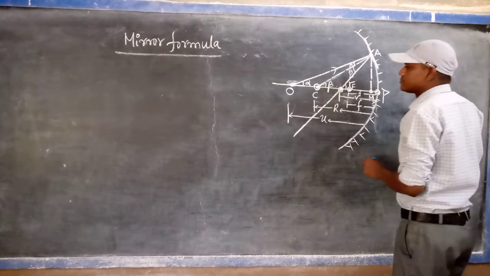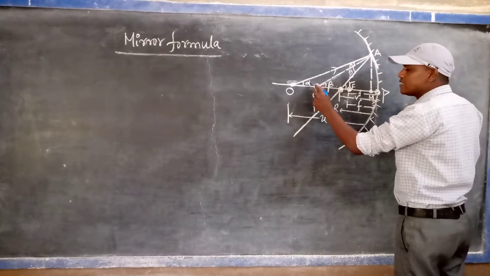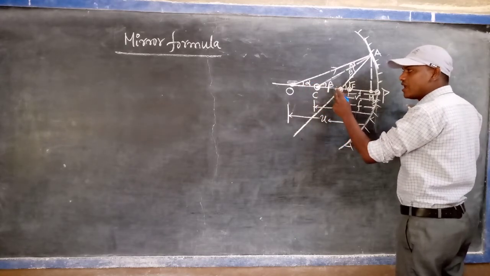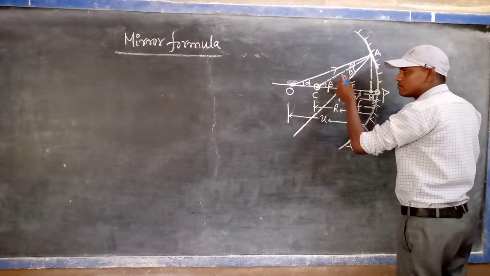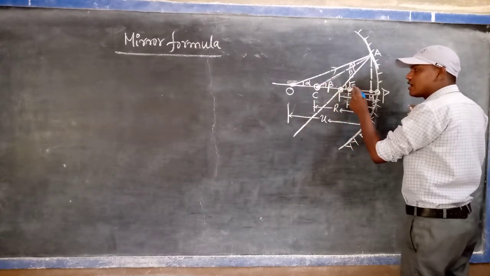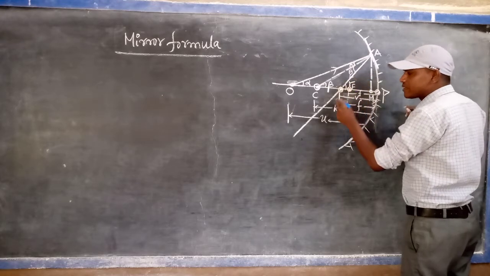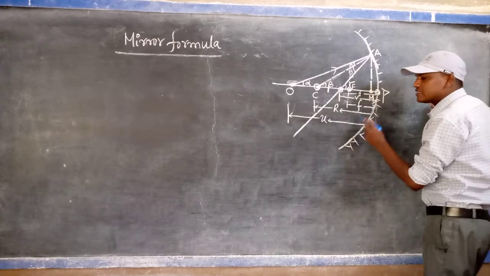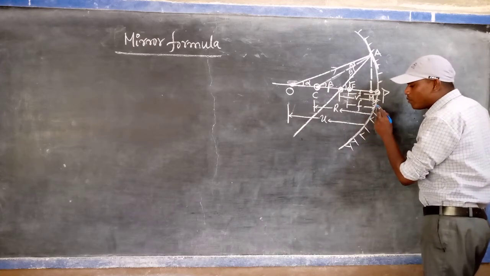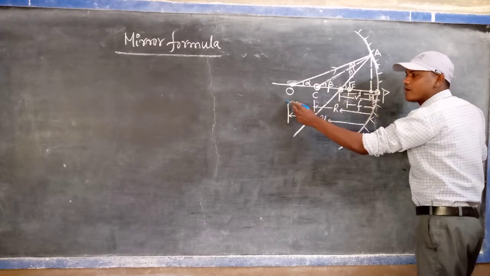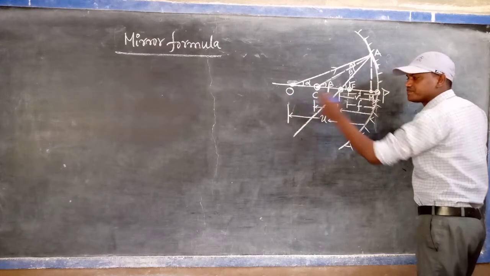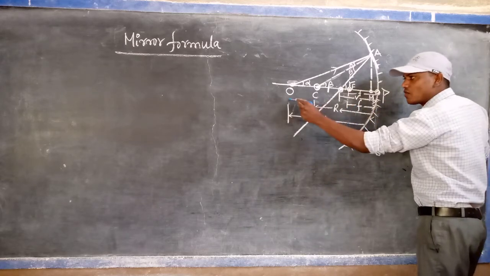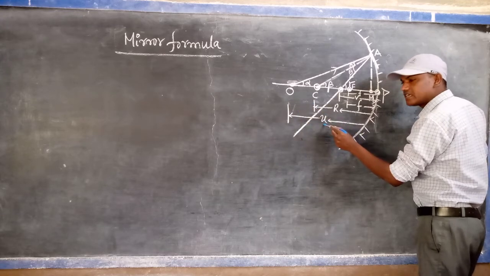Now here we are observing that alpha is the angle made by this one with respect to which one? The principal axis. Beta is the angle between the normal and the principal axis, and gamma is the angle between the reflected ray passing through the principal axis and the principal axis. Now the distance from the pole of the mirror to the object, or position of the object, is called the object distance.